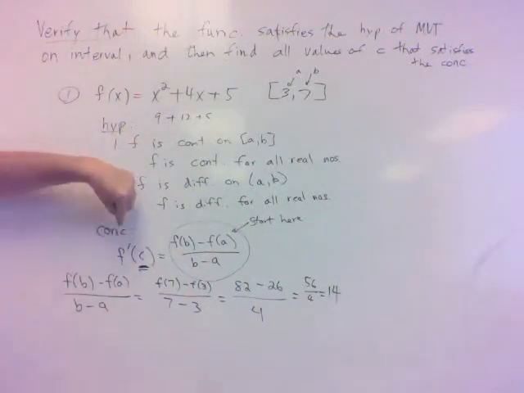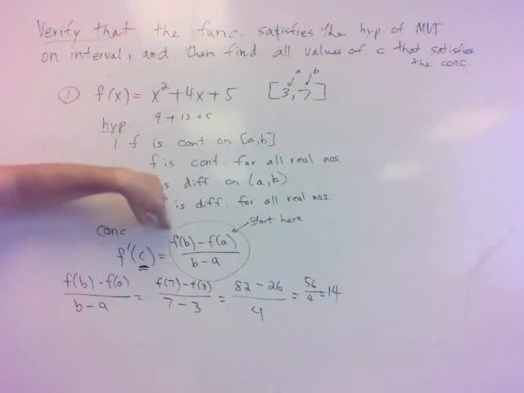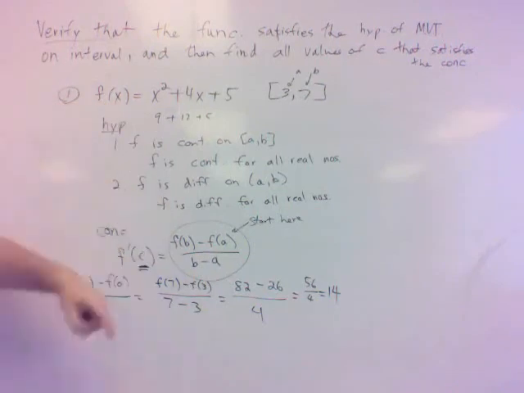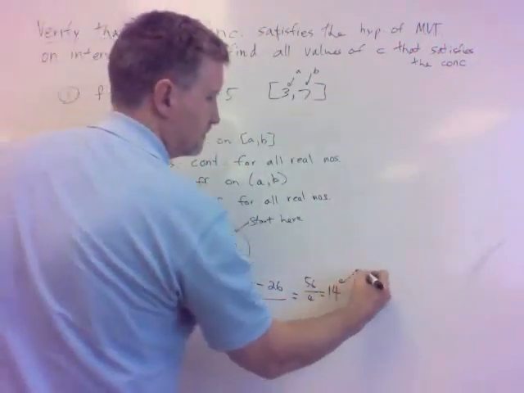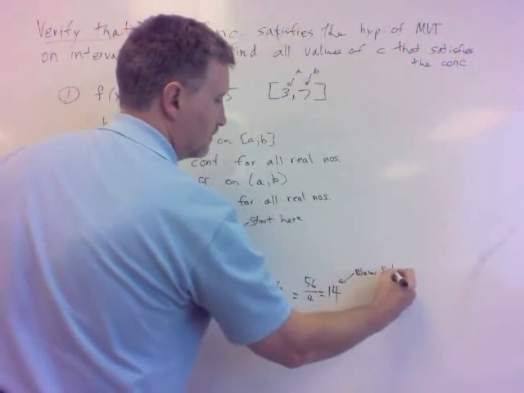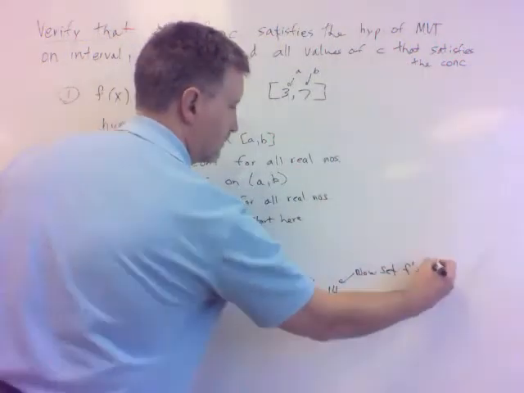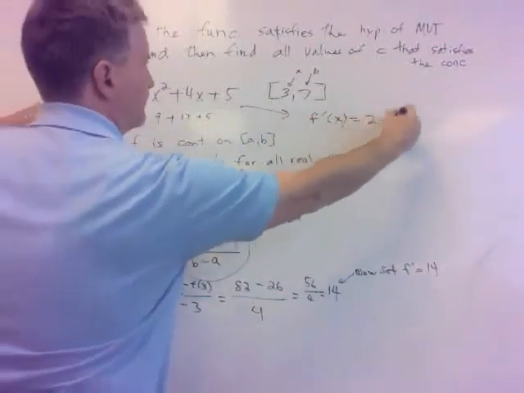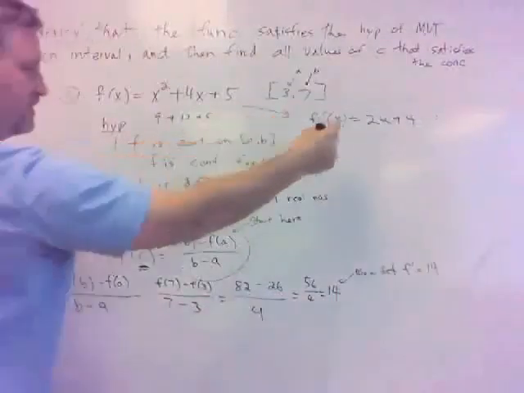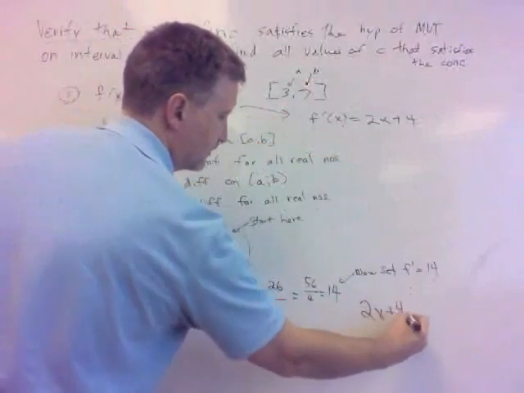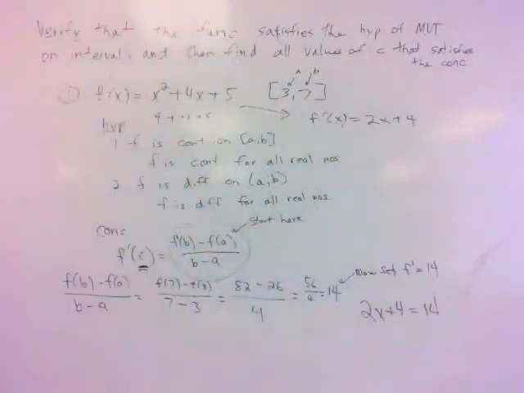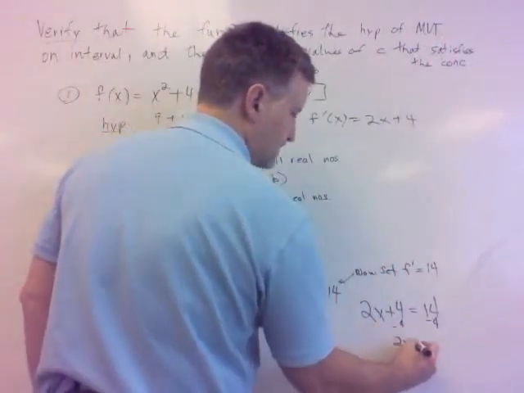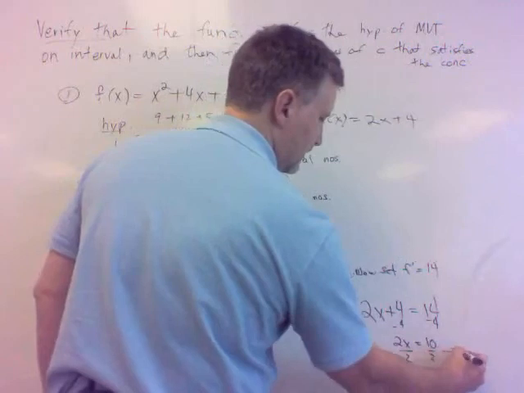Okay, so now I want to find C such that f prime of C equals 14. What does that mean? Well, that means I'm going to have to set the derivative equal to 14. What is the derivative? F prime would be 2x plus 4. So I just need to put the derivative, 2x plus 4, equal to 14. And that'll do it because then I just subtract the 4. 2x equals 10, divided by 2, x is 5.